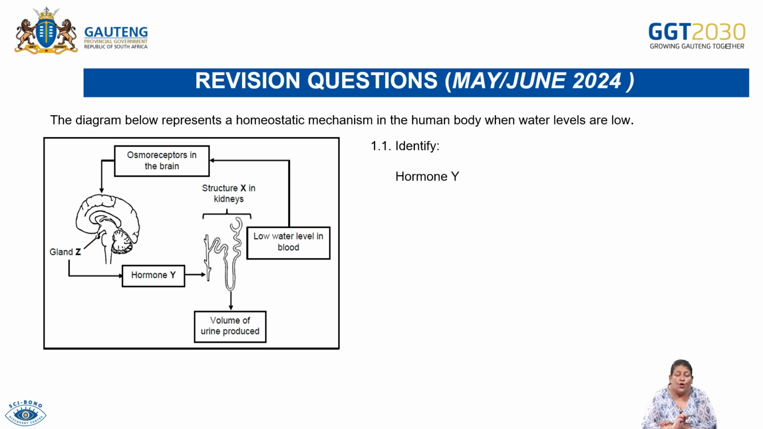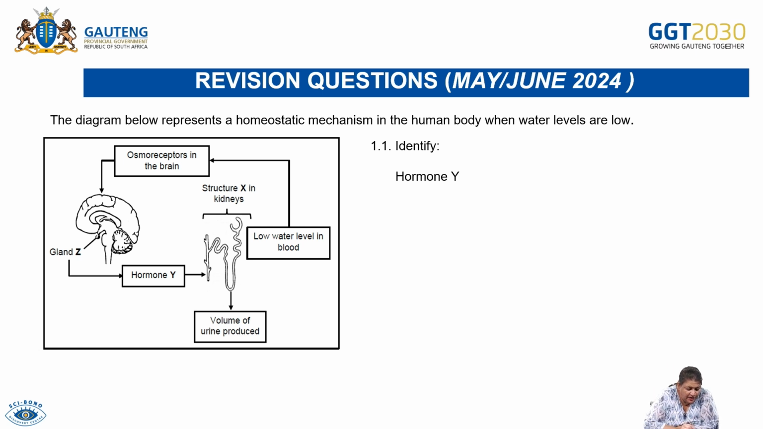Osmoreceptors in the brain. What is an osmoreceptor? It is a part of the brain that detects the water balance in the blood. Where will I find osmoreceptors? I'll find them in the hypothalamus. Why hypothalamus? The hypothalamus controls your water balance. So, when your water balance is too high in the blood or too low in the blood, the osmoreceptors in the hypothalamus will be stimulated, and then it will stimulate the pituitary to secrete more or less ADH.